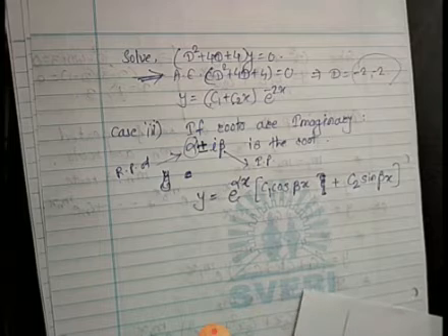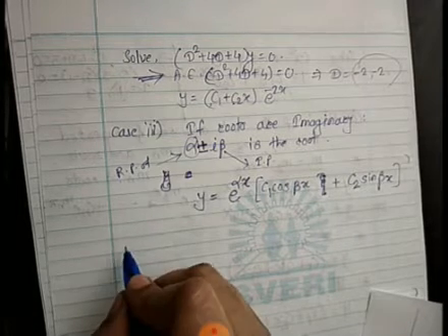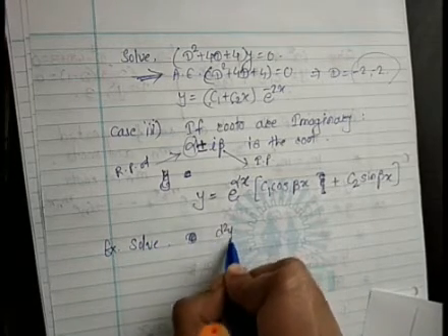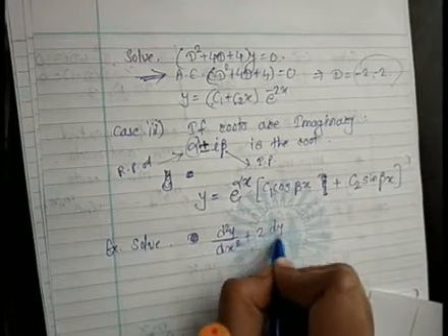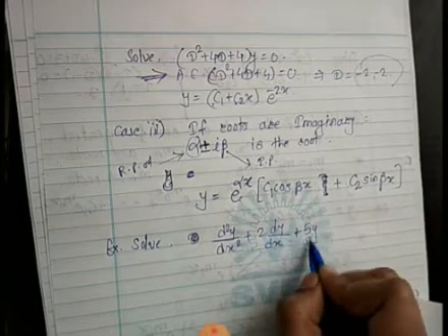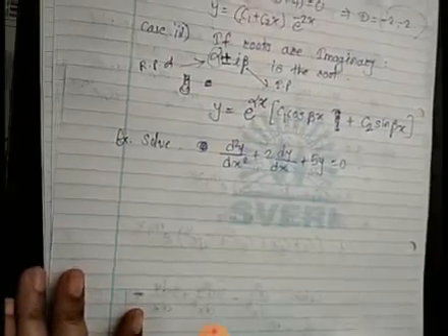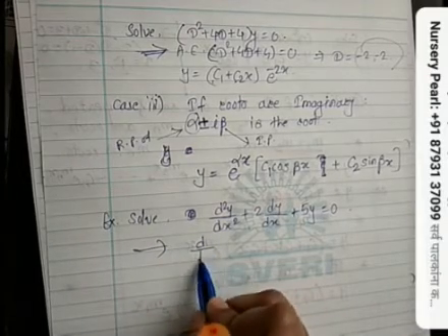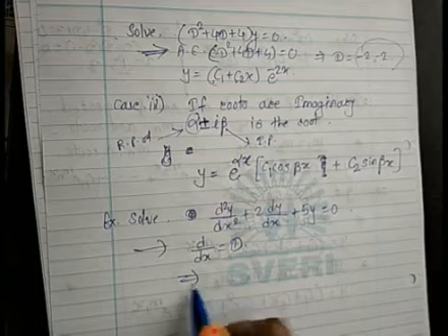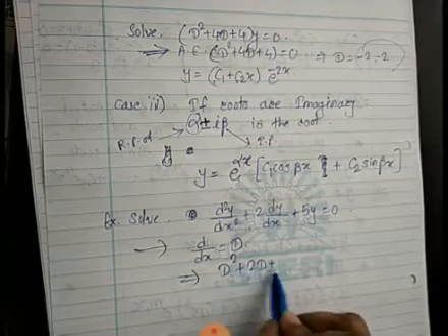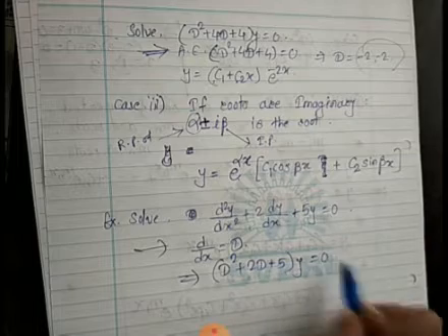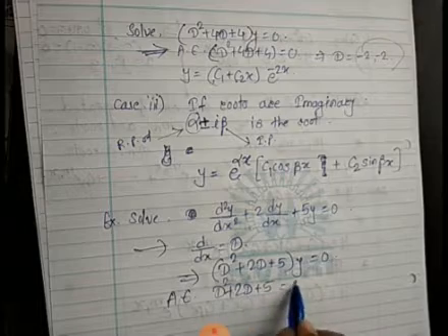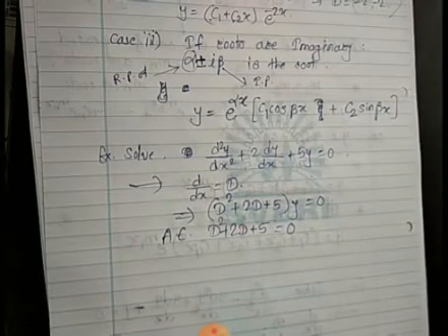Now the question. I'll take yesterday's question, where we have seen imaginary roots. So this is the question: solve d2y by dx square plus 2 dy by dx plus 5y equals 0. First thing is write d by dx as capital D. So we get the equation D square plus 2D plus 5 y equals 0. Then write its auxiliary equation D square plus 2D plus 5 equals 0, and find out the roots now.